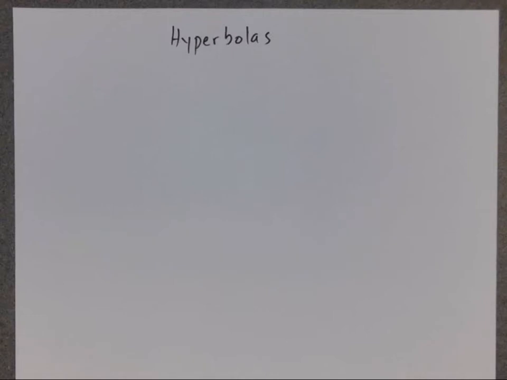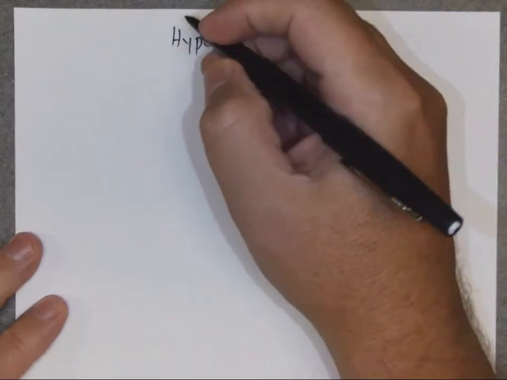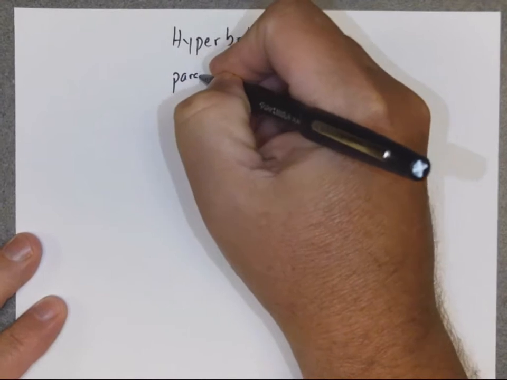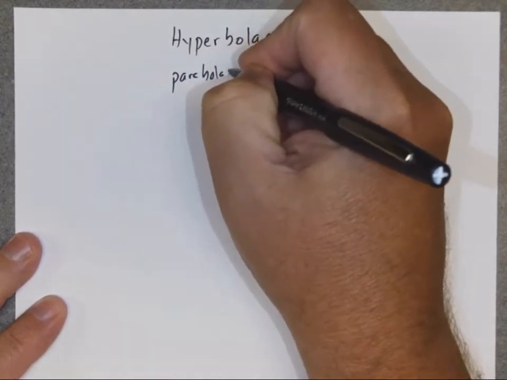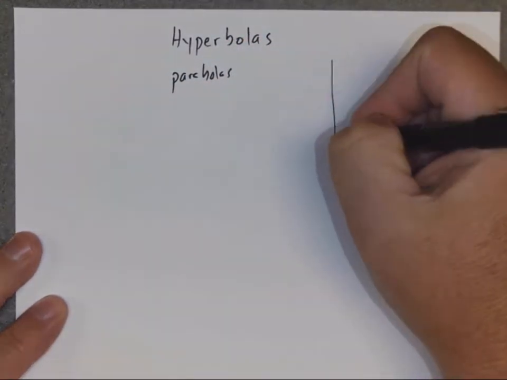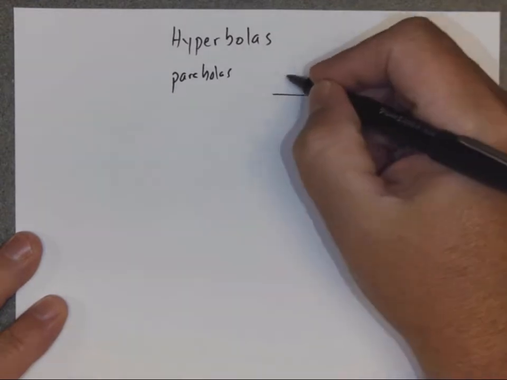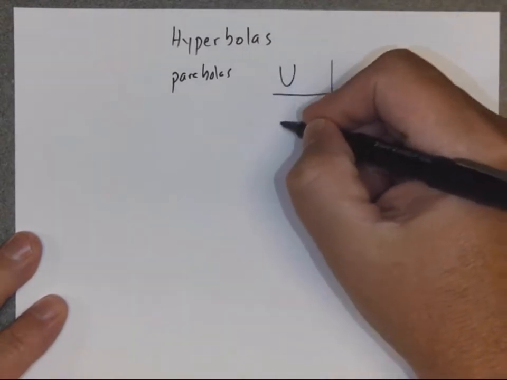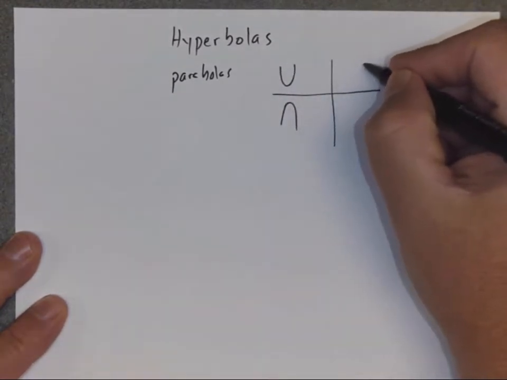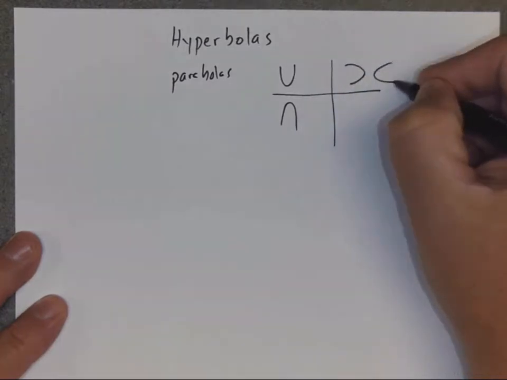Okay, in this lecture we're going to talk about hyperbolas. For analytical geometry we've gone over parabolas, which can look like this, up or down, or left or right.